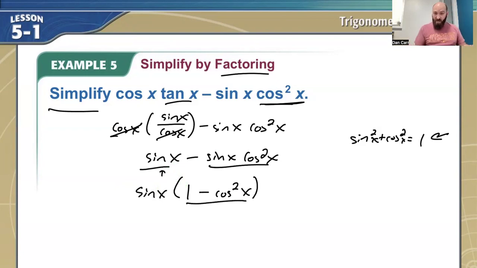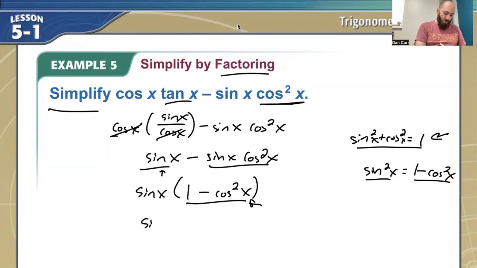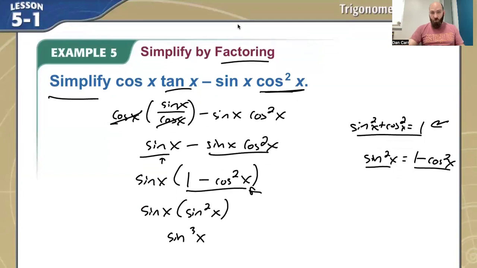Now I can think about my Pythagorean identity. 1 minus cosine squared of x is the same thing as if I take this one up here, subtract cosine squared of x. So sine squared x equals 1 minus cosine squared x. So since sine squared of x is the same as 1 minus cosine squared of x, and that's what I have here, I can now replace that with sine squared of x. So sine of x times sine squared of x, and we are multiplying by another sine of x here, so it's like another factor there. So this is going to turn into sine cubed of x. It's just like taking x squared times x is going to be raised to the third power now.